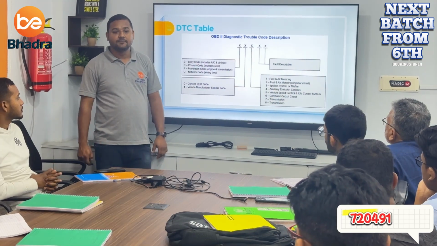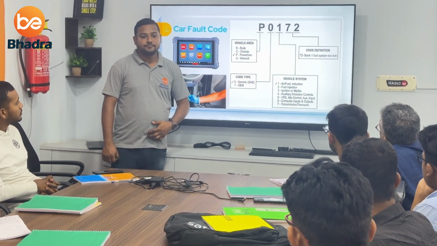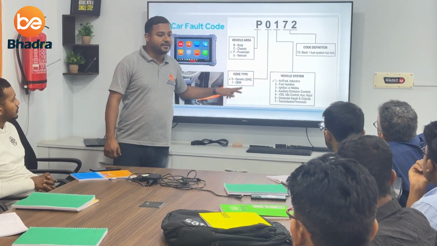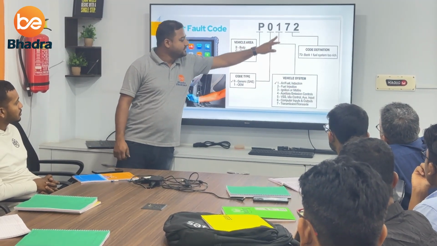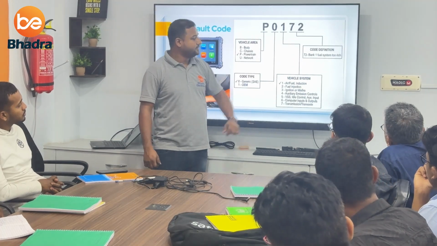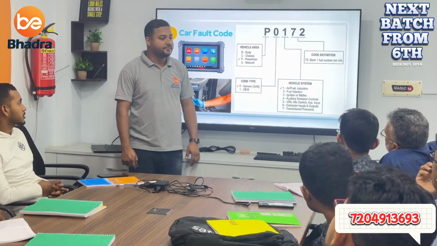Shall we see one good example? P0172. P means... 0 means generic car, no need to take tension. 1 means related to air and fuel and injection. 72 is the particular fault code. What is it? Bank 1 fuel system too rich.